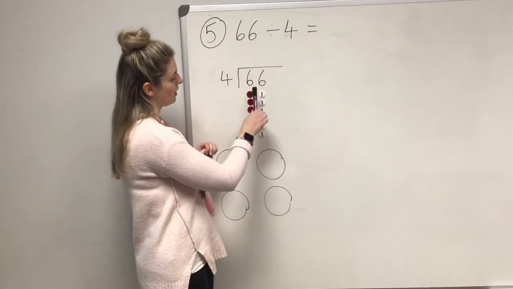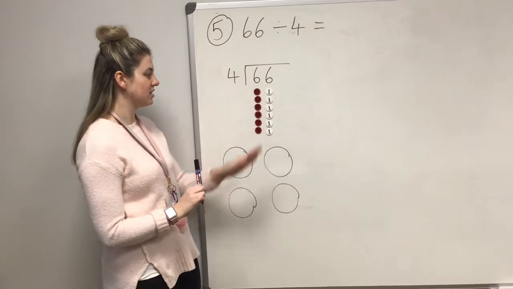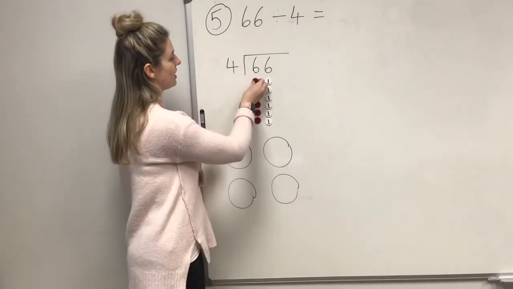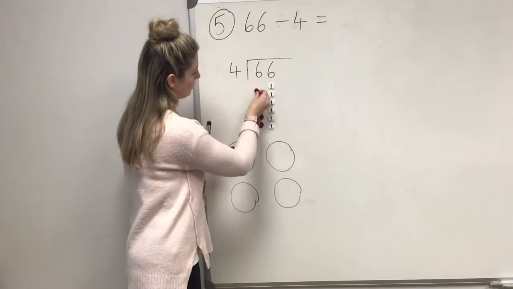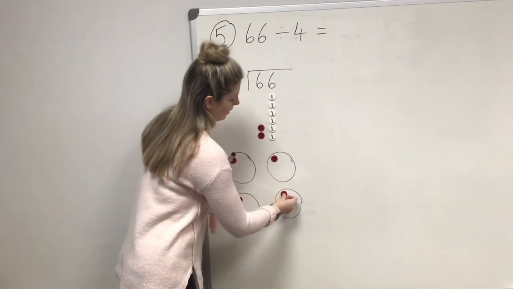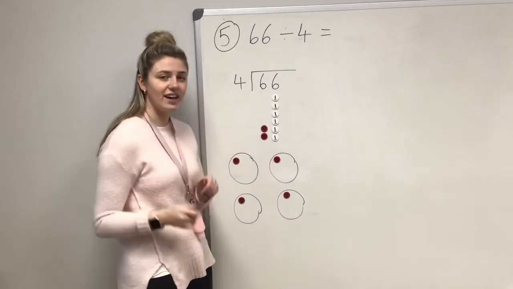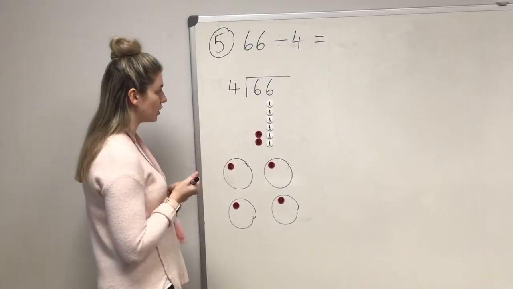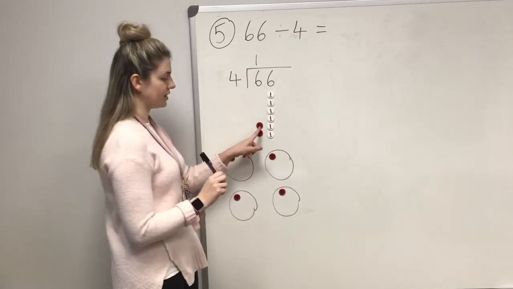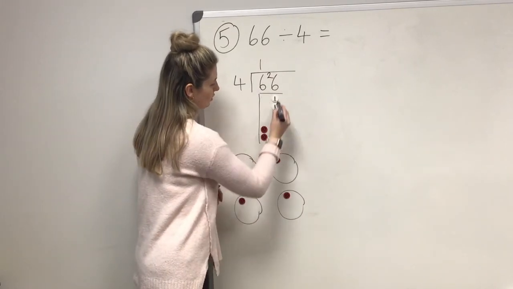So we have a bus stop method and our place value counters. We are sharing our 66 between our 4 groups. So we start with our tens. So 1, 2, 3, and 4. Now we've got 2 tens left and they will not share between our 4 equal groups. So in each group we have got 1 ten and we need to carry over 2 tens. So we now have 26.